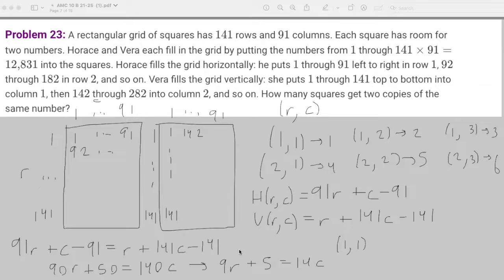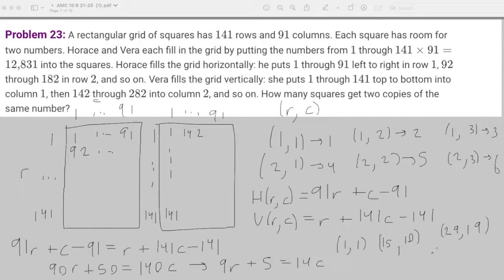So the idea is, if you take everything mod 9 here, for example, you get 5 is equivalent to 5c mod 9. And that tells you that c is equivalent to 1 mod 9. So you can only try c equals 1, 10, 19, etc. Okay, so we raise c by 9, and as a result, r gets raised by 14. We raise c by 9 again, r gets raised by 14.